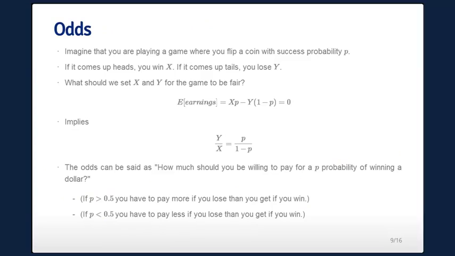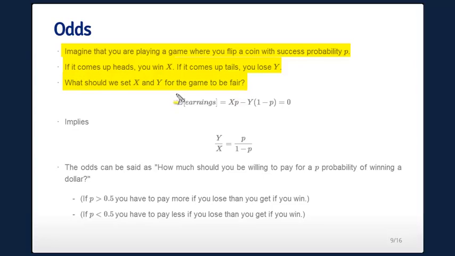Okay, so let's talk about interpreting odds. Odds are very interpretable, at least as interpretable as probabilities are, and I like to think of them in terms of these gambling experiments. Imagine you're playing a game where you flip a coin that has success probability P. If the coin comes up heads, you win X dollars, and your opponent loses X dollars. If it comes up tails, you lose Y dollars, and your opponent gains Y dollars. So what should we set X and Y to for the game to be fair?